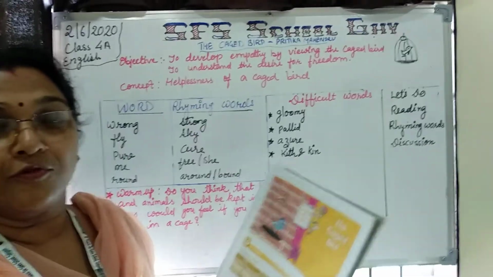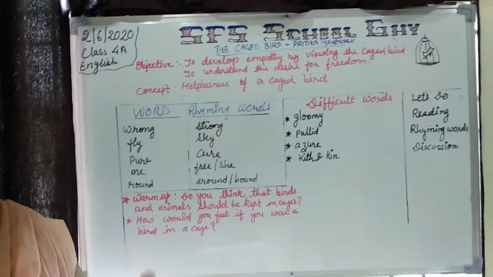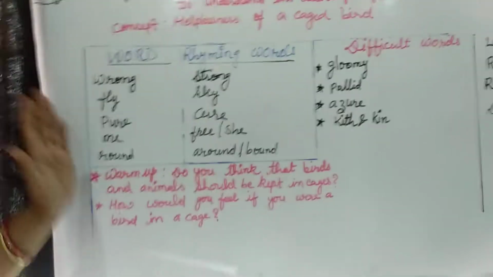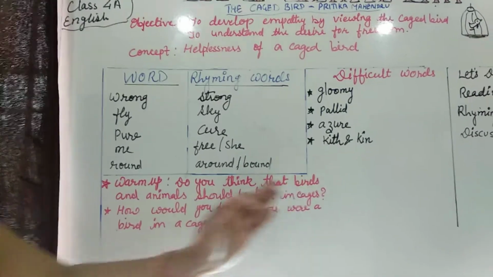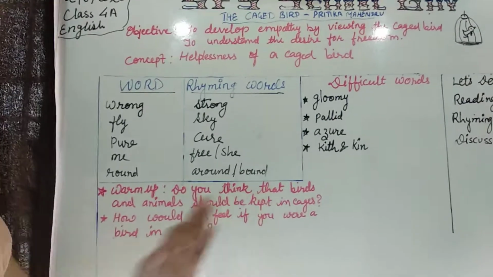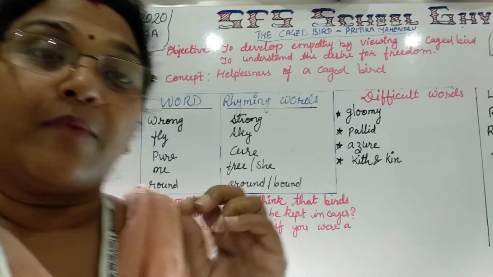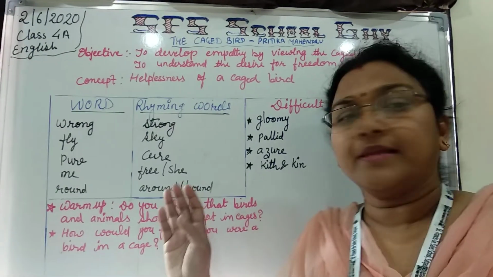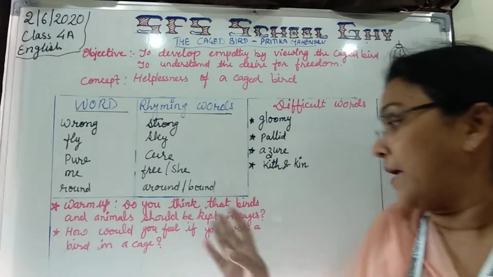Okay, and today I will teach you the poem. I will read the poem for you, and then we will have a short discussion. As we have come across the rhyming words, now there are some warm-up questions. The question is, do you think that birds and animals should be kept inside the cage? Now children, this is a matter you have to think about: do you really feel that the birds and the animals which are kept inside the cage are very happy?